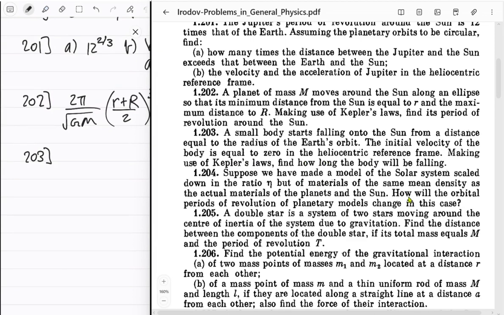Oh God, this is weird. But how do we use Kepler's law here? That's not nice. Okay, at that point velocity is just 0 and then it's falling. Oh God, what is this? I don't know how to do this. Think about it.